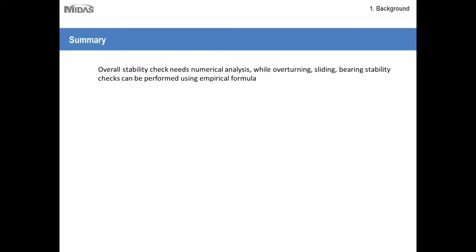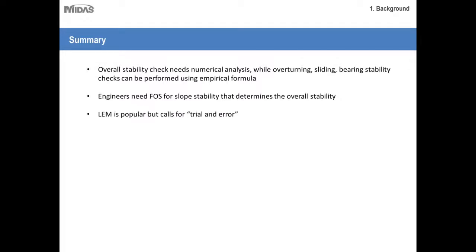So this brings us to the end of chapter 1. So let's quickly go over what we learned today. The overall stability check needs numerical analysis, while overturning, sliding, bearing stability checks can be performed using empirical formula. Engineers need factor of safety for slope stability that determines the overall stability.